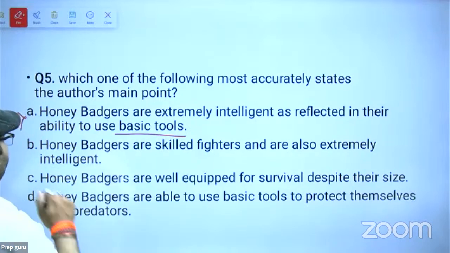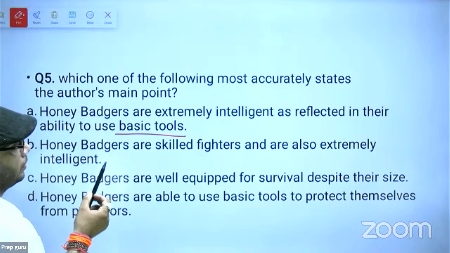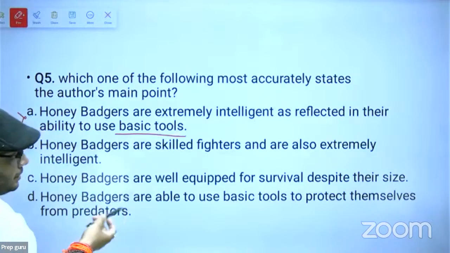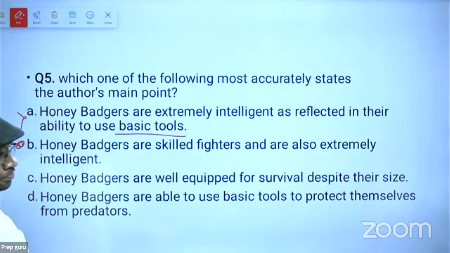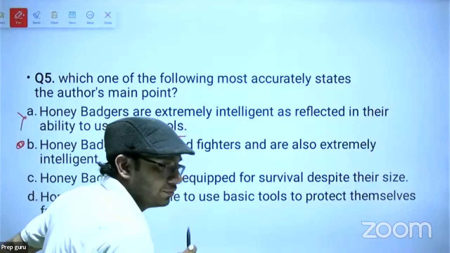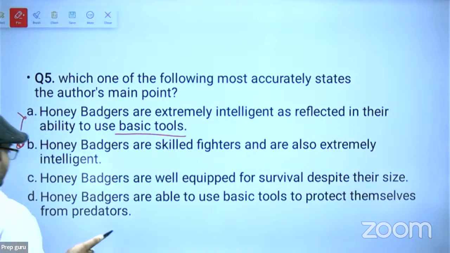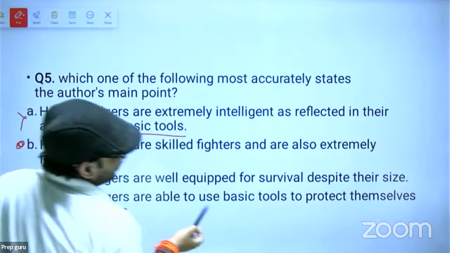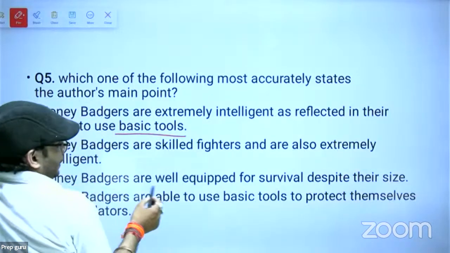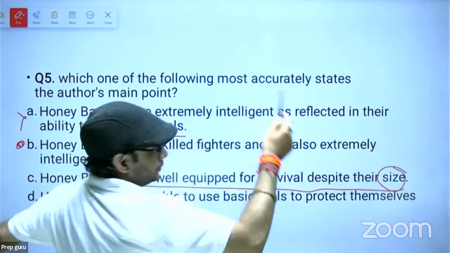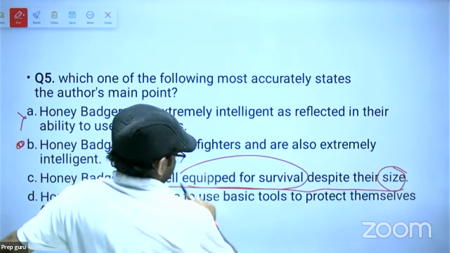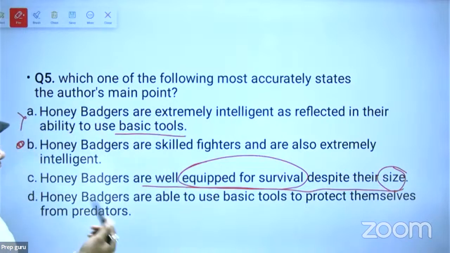So this is not the answer. B. Honey badgers are skilled fighters and are also extremely intelligent. Extremely intelligent was given, so this could be the answer, right? We put a point on B. See, Esther also put it, right? Okay. Harshit is saying D. Let's see. C. Honey badgers are well equipped for survival despite their size. Despite their size means the first portion, the survival part, where they were experts, is given everywhere, so it is considered again.